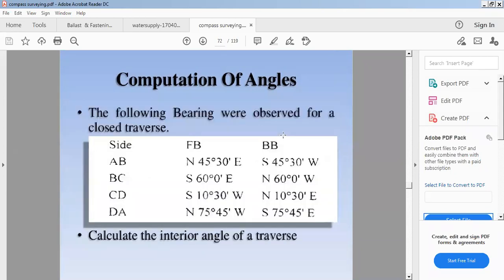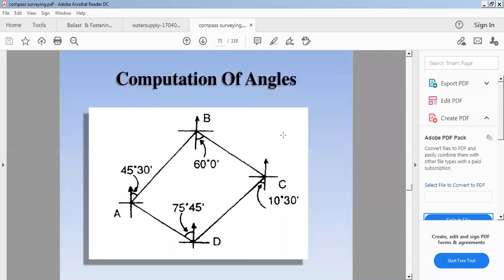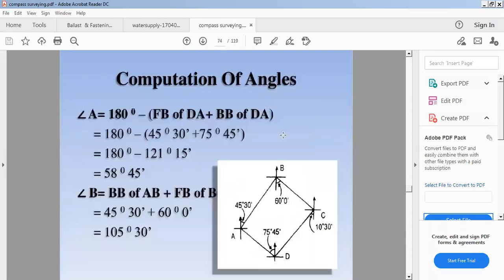So in the next case, there are four sides given, forebearing is given, back bearing is given with the quadrant. Calculate the interior angle of the traverse. So we have to find the interior angles. First of all, forebearing plus back bearing, we deduct from 180 degree. Then you will get the angle A. In the same way, angle B, C or D.